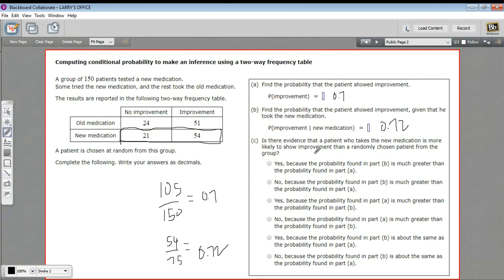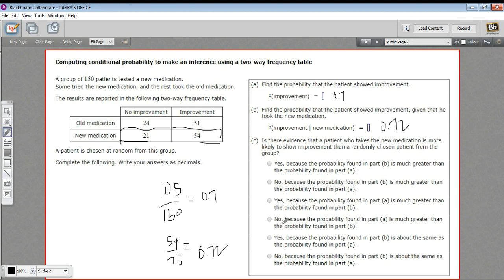C says, is there evidence that a patient who takes the new medication is more likely to show improvement than a randomly chosen patient from the group? Well, there's this tiny little difference. I would say probably you'd need to show a bigger difference than that if you were going to be sure that taking the new medication was worth it. So I'm going to go for one of these no's. Let's see, no, because the probability found in Part B was much greater. Well, that doesn't make sense. If it was much greater, that would be evidence that it does make a difference.